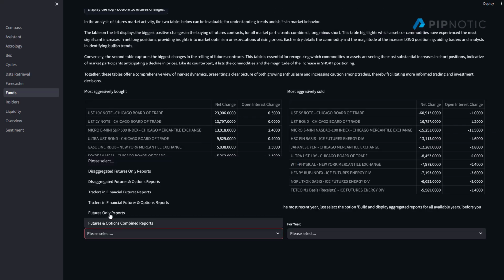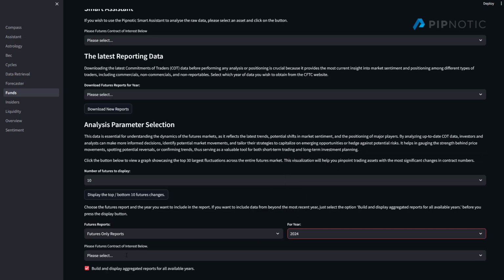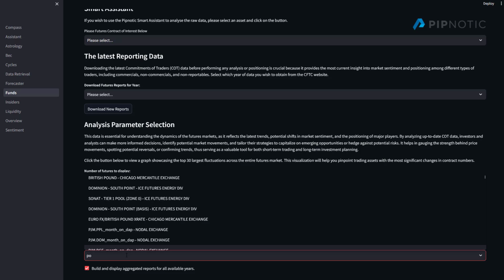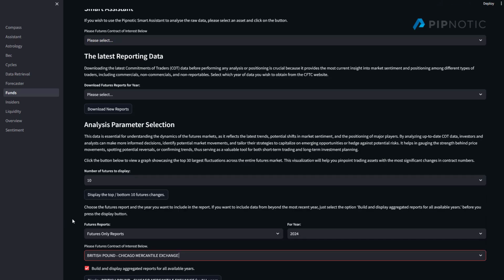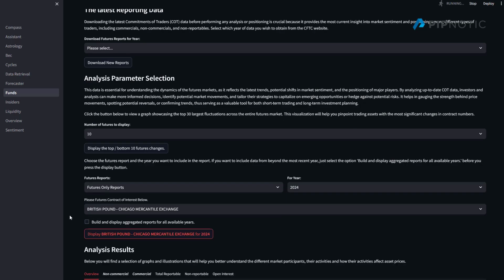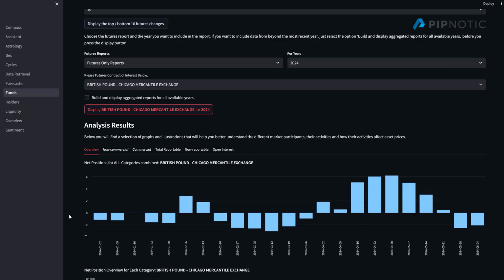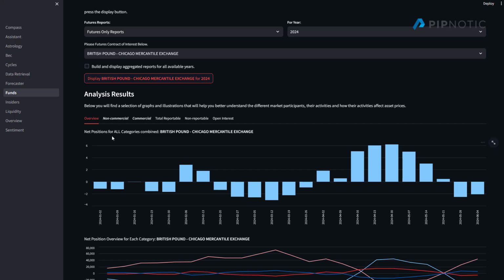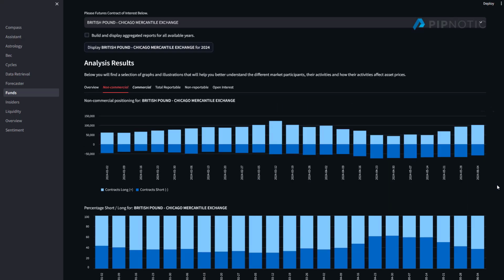So let's just have a quick look at the British pound. Just the most recent data for 24. Let's see what's going on. You can see this was negative, and now it's picking up. It's getting less negative. Okay, so the non-commercials, these guys are expanding their long positions quite a lot. We went from 93,000 to 102,000. Okay, that's relatively big. So we went from 58% long to 63% long.